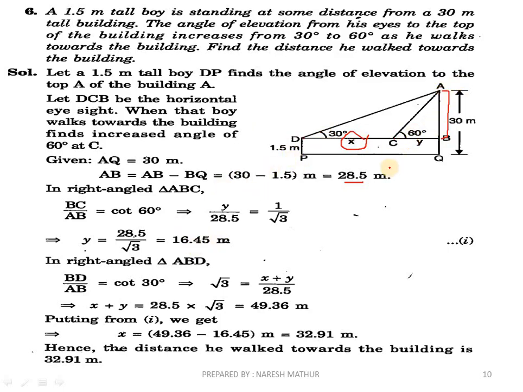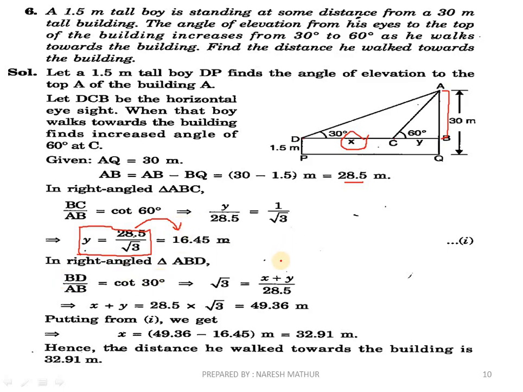Now in triangle ABC, we are given perpendicular, that is 28.5. We need to find its base first. So the relation between perpendicular and base, we can take tan or cot. So here we are taking cot. So cot 60 equals base upon perpendicular, that is y by 28.5, because we have just subtracted 1.5 from the 30 meter. So after solving it, we get the value of y as 28.5 by root 3 meter, or if you want to change it in decimal, you can rationalize it and solve it.